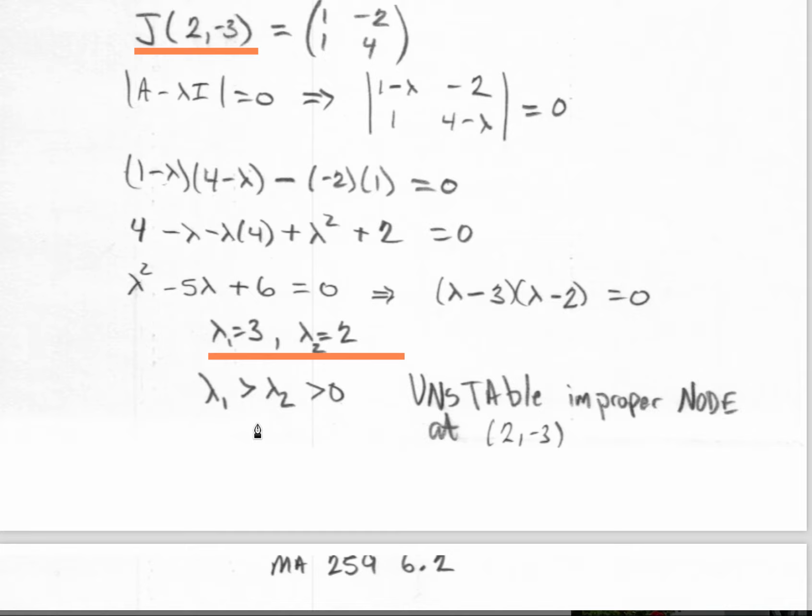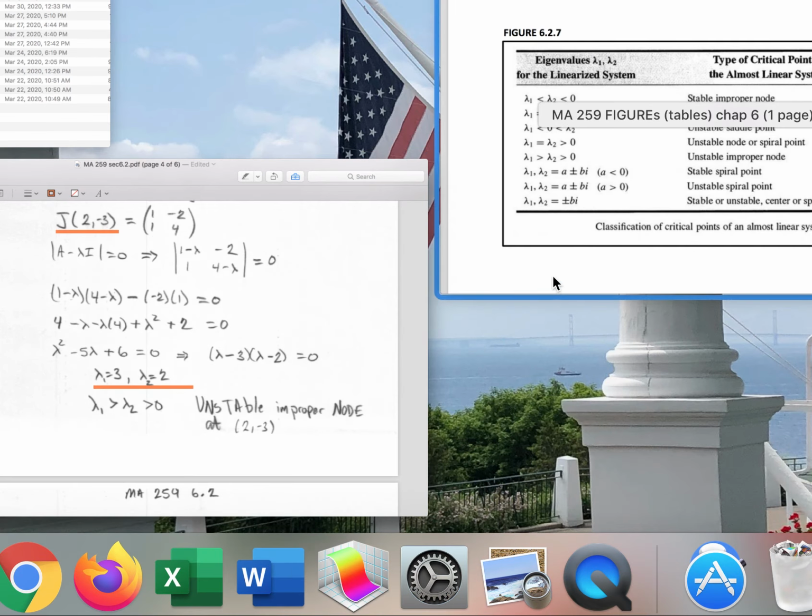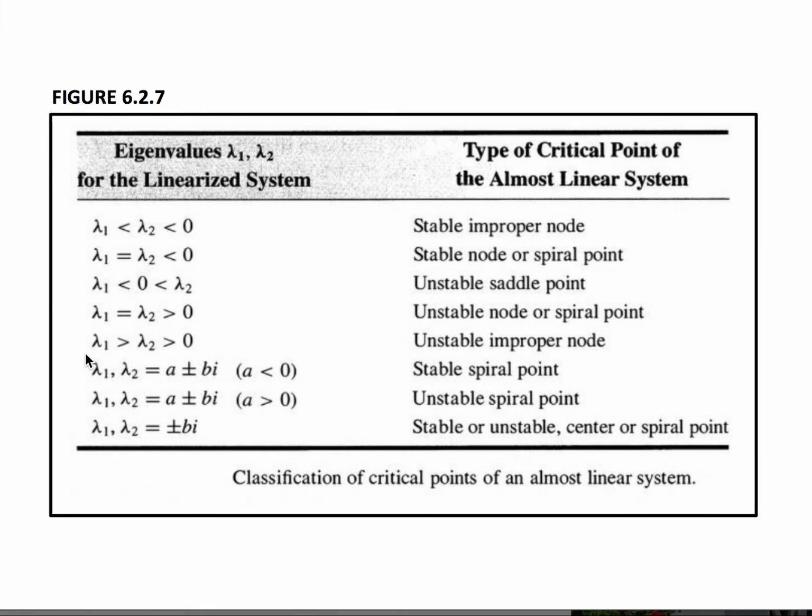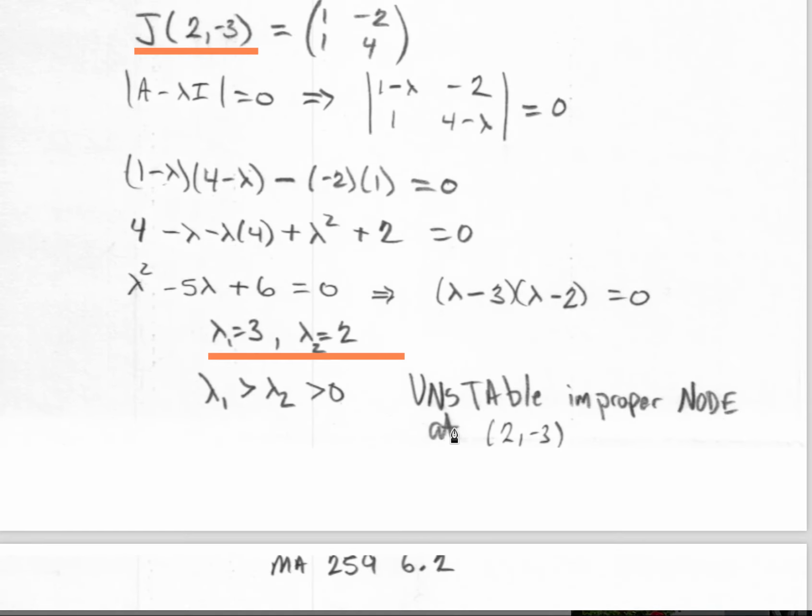So this is the case when lambda 1 is bigger than lambda 2, but they're both positive. So I look at my chart, and I have lambda 1 is bigger than lambda 2, but they're both positive. And so that is an unstable improper node. So unstable improper node, and that's happening at (2, -3).